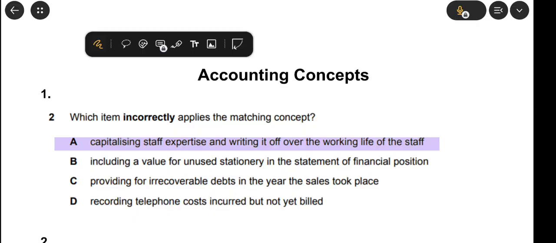Correct answer, A. Explanation. Option A talks about capitalizing staff expertise and writing it off over time. But here's the problem, staff expertise isn't a tangible asset you can capitalize. The matching concept is about aligning expenses with the revenue they help generate, like depreciation or wages. Since you can't quantify or amortize expertise, this option misapplies the concept. That's why A is wrong, and the question asks for the incorrect application.